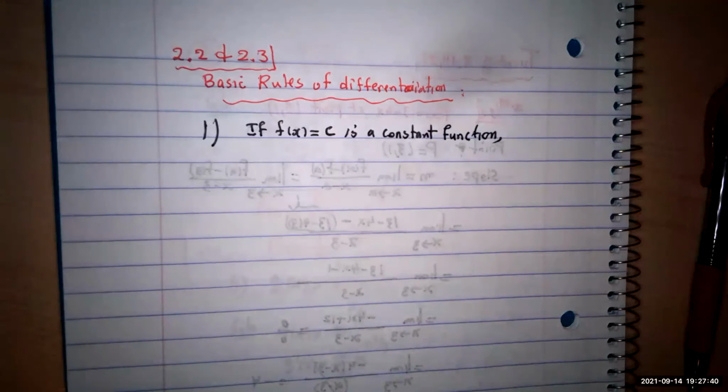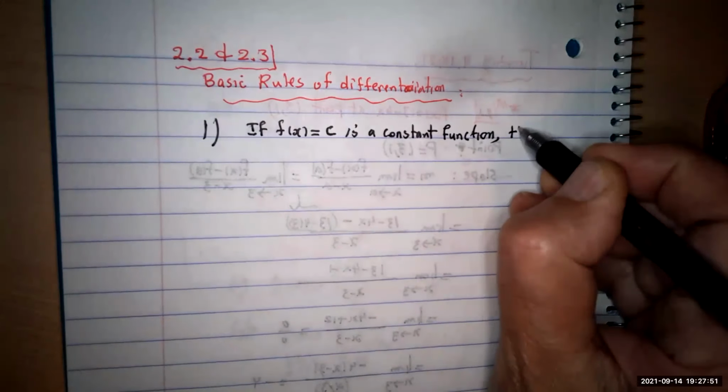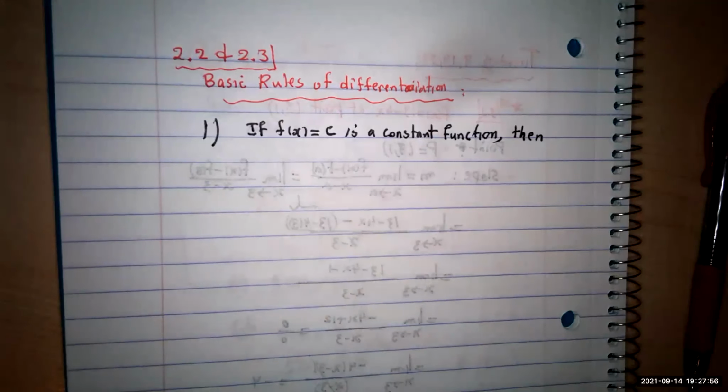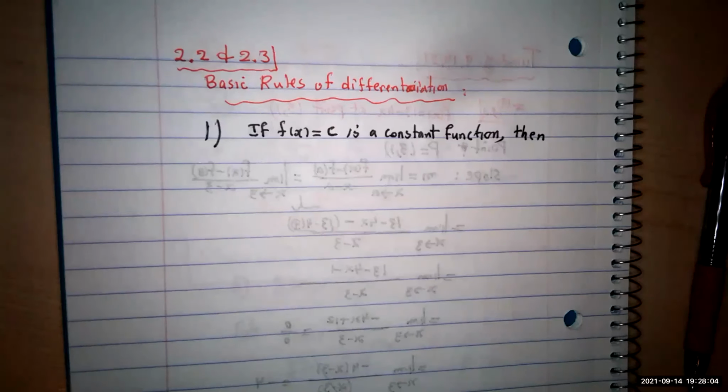If you have f of x equal to 5, f of x equal to -2, f of x equal to 1/2, 1/3, what is the derivative of this function? Just think about it. If I give you f of x equal to 5, which is like y equal to 5, what is going to be the graph of this function? Any suggestion? It would just be a horizontal line. Excellent. y equals 5, yes, very good.